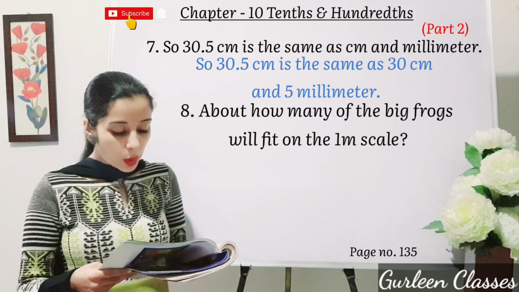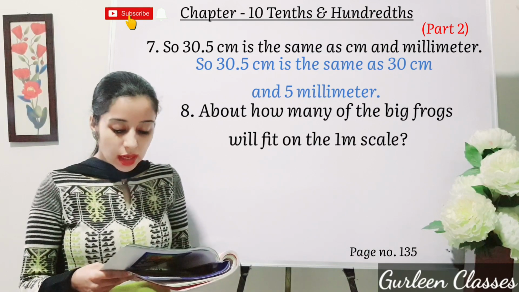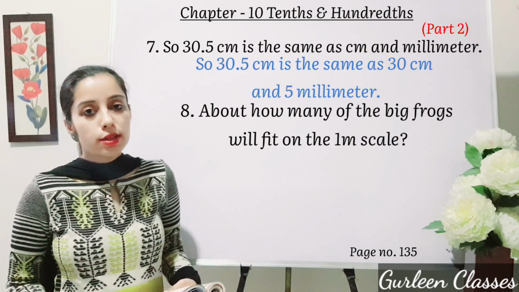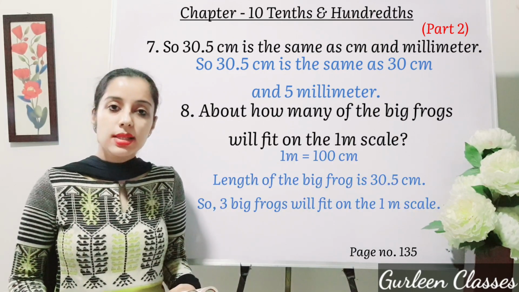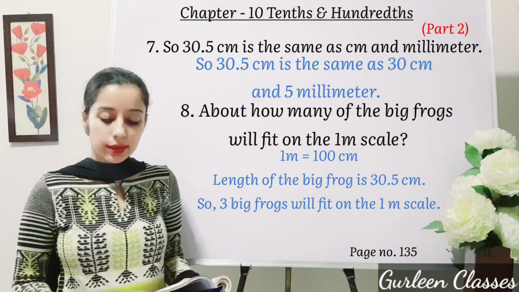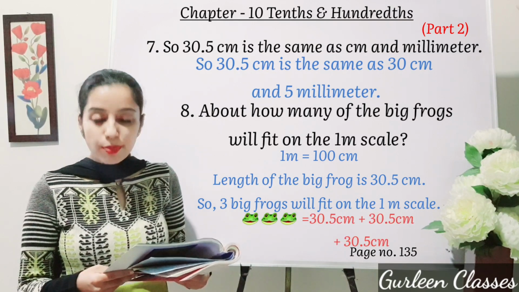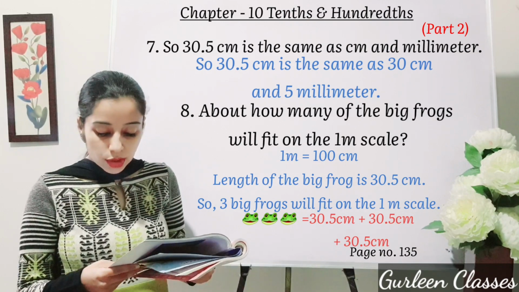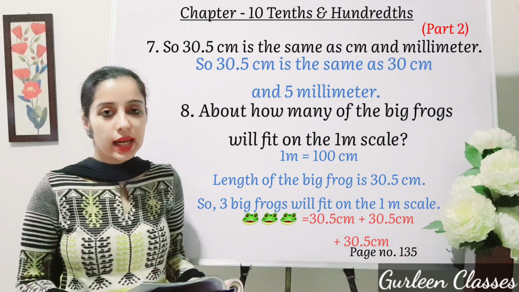Then, about how many of the big frogs will fit on the 1 centimeter scale? So, students, you know that 1 meter is equal to 100 centimeter. So, the length of big frog was given 30.5 centimeter. So, 3 big frogs will fit on scale.